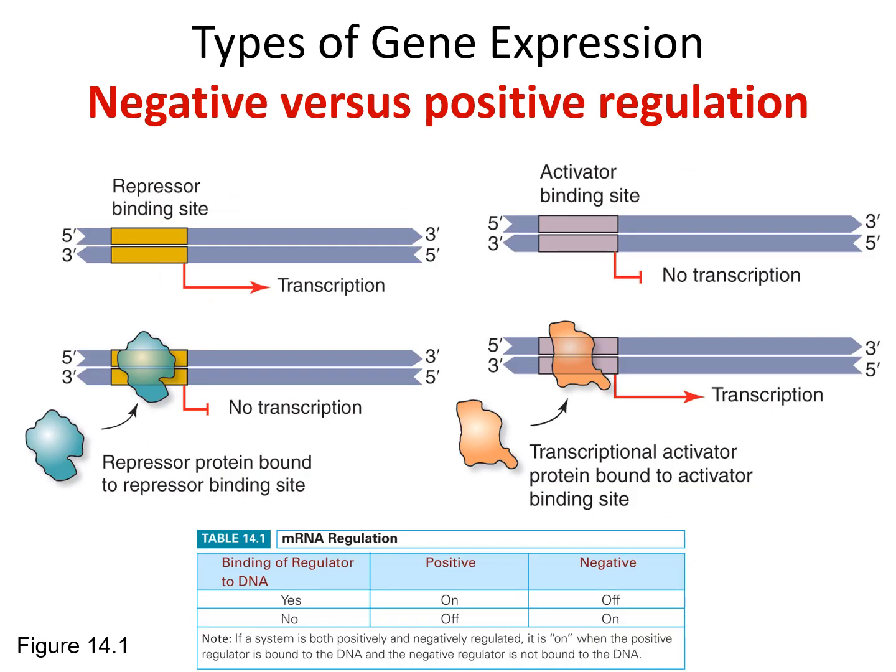And here is just to show you the different types of gene expression: negative regulation versus positive regulation. At the bottom, here is a table. For positive regulation, when there is binding of the regulator, expression is on. When there is no binding, it is off. For negative control, if there is binding, then transcription is off, and if there is no binding, transcription is on. So that's negative control versus positive control.